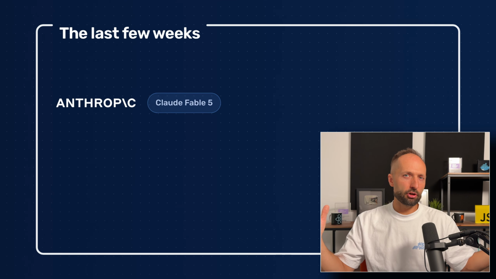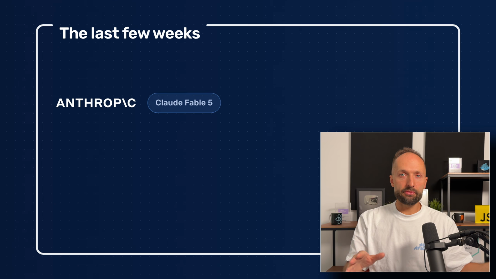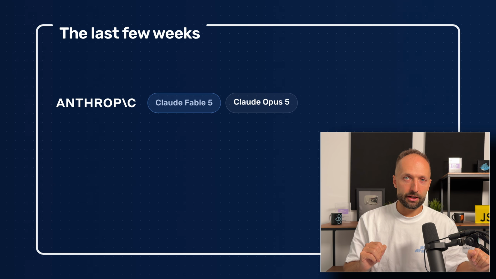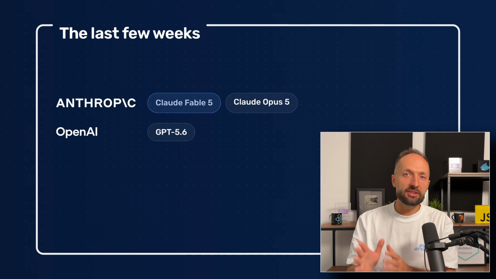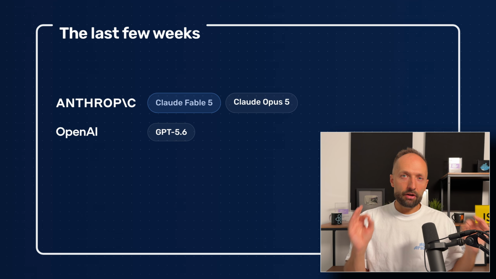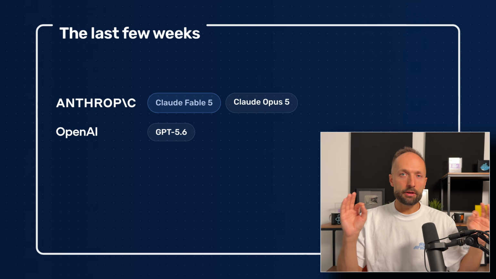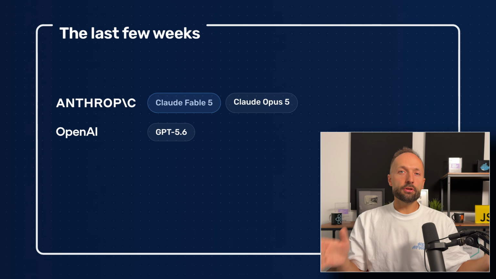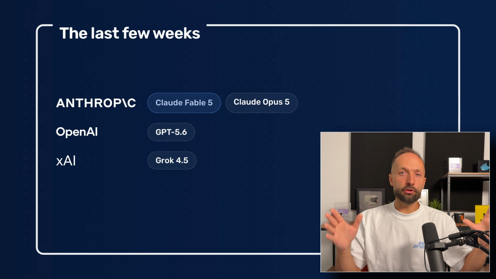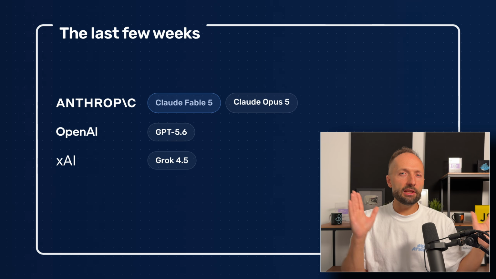The last weeks were crazy in the AI world. All major AI companies released new, very capable and very powerful models. Anthropic released Fable 5, the best model we have at this point, and Opus 5, a model which is really close to Fable 5. OpenAI came up with GPT 5.6, a very close competitor to Fable 5 and therefore also a very important release.